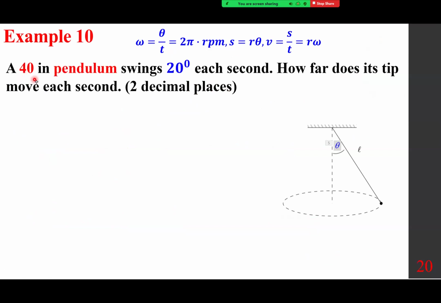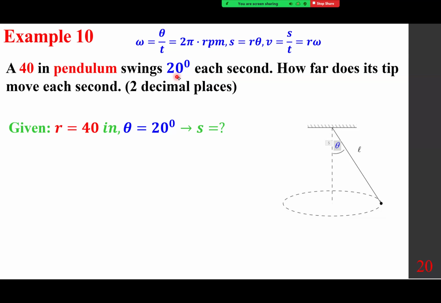Example 10, a 40-inch pendulum swings 20 degrees each second. How far does its tip move each second? And they want it with 2 decimals. Here's the concept of a pendulum, right? And here's the angle theta. So let's write the given. And again, we are interested in how far its tip moves, that means S. That's what we're interested in. What is a radius? 40 inches. What is theta? 20 degrees. And we want S equals R theta.